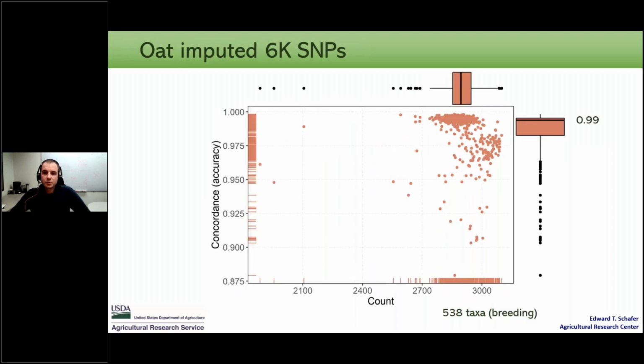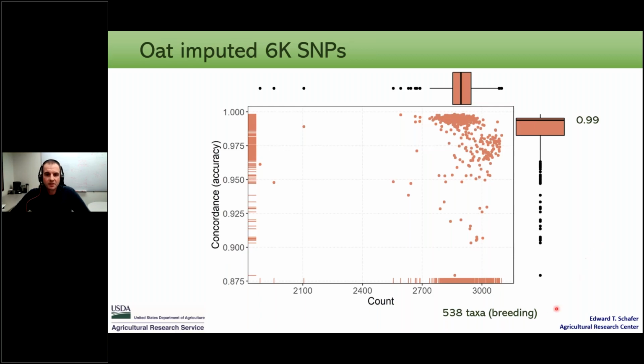All right, using a similar scheme, we get equivalent results in oat, where we use the 3K markers to impute the 6K in a set of about 500 breeding lines. There are a couple of lines here that fall off, and this is likely due to either poor relatedness of these lines with that reference panel, or potentially just mislabeling of that line when it got put in here.